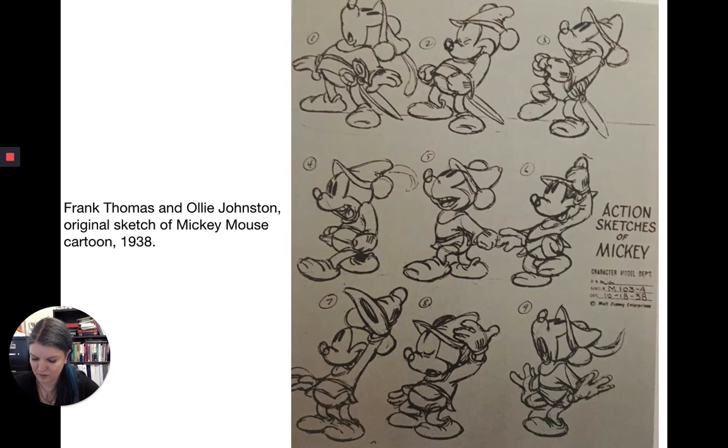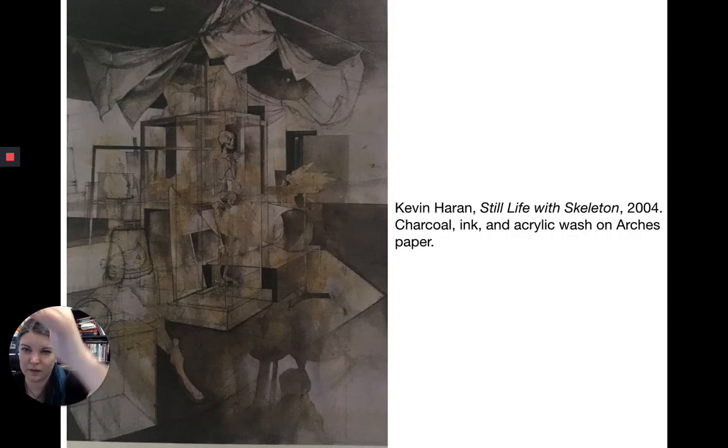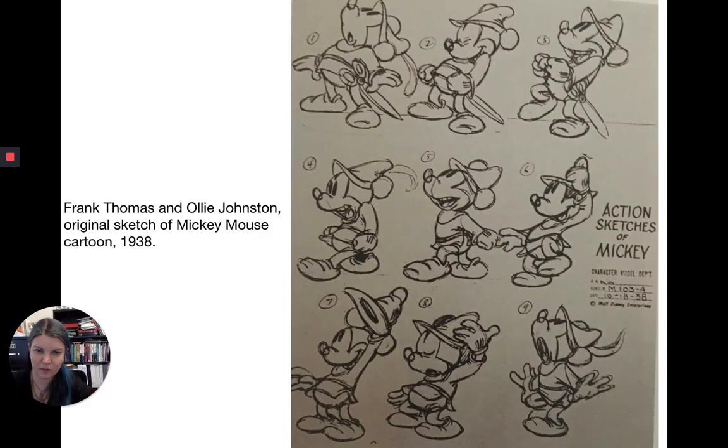The fluid lines animators Frank Thomas and Ollie Johnson use here express the movement and playful energy of this early sketch of the Mickey Mouse cartoon. So you can see how these are kind of more static, showing us where everything lays in relation to each other in the depth of the room, whereas these have this fluidity that makes them feel more active and more jovial and playful.